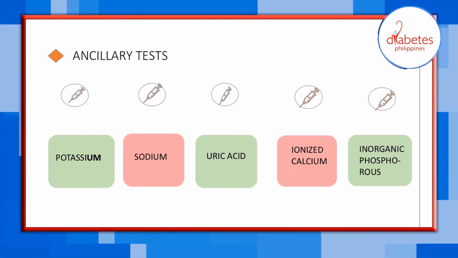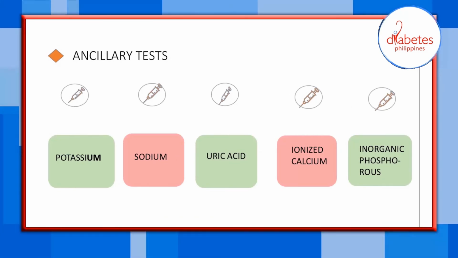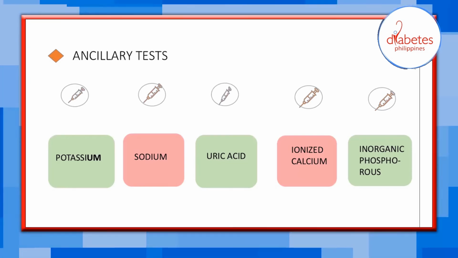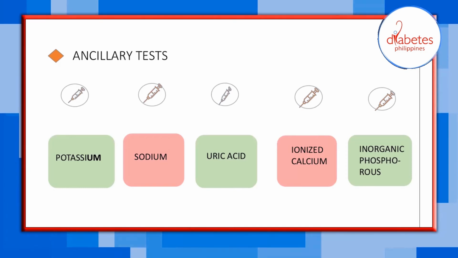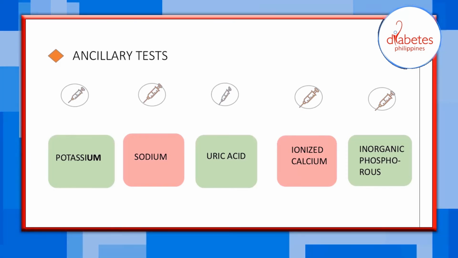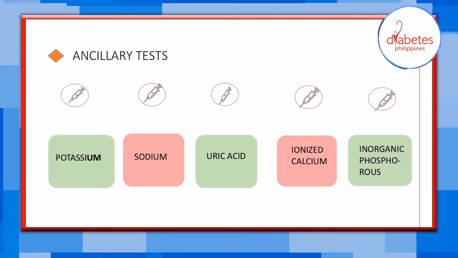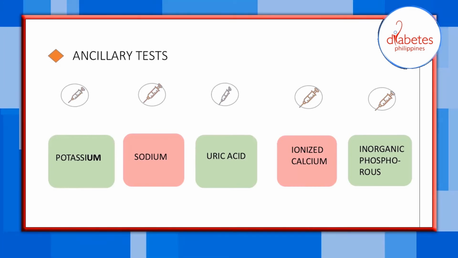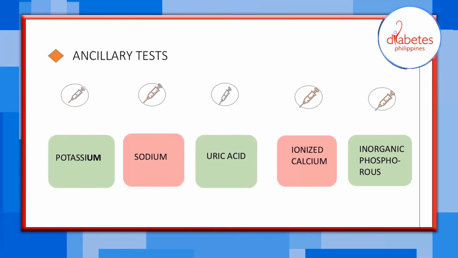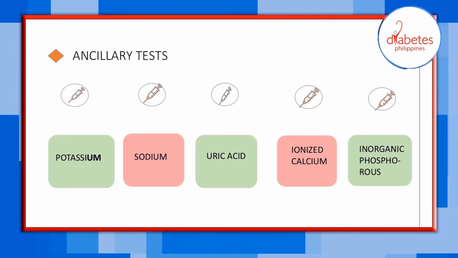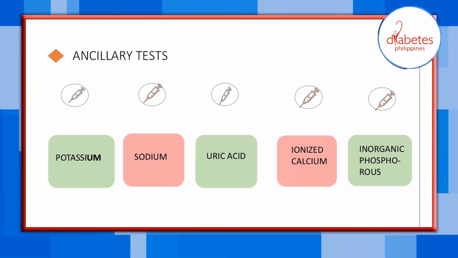Other ancillaries include your potassium, your sodium, your uric acid, ionized calcium, and your inorganic phosphorus. So you have to monitor for changes not just in the blood pressure, but also in the serum creatinine and serum potassium within 2 to 4 weeks if you're going to initiate or increase the dose of your ACE inhibitors and ARBs. Also, elevated uric acid affects your endothelial function and contributes to worsening renal failure.